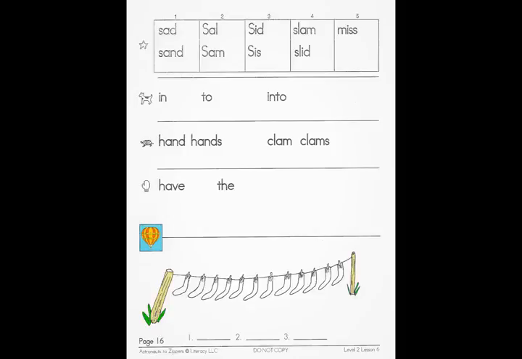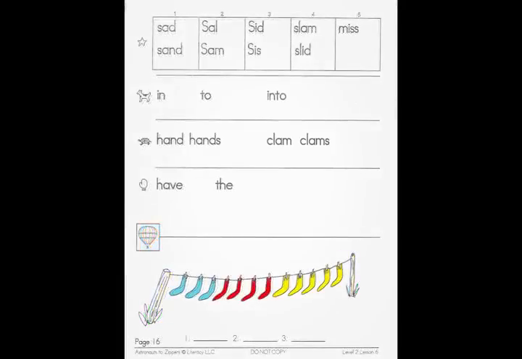First, color 3 socks blue, then color 4 socks red, and last, color 5 socks yellow. You may begin. Just pause the video until you finish. Now you can use this page to check and correct your work.